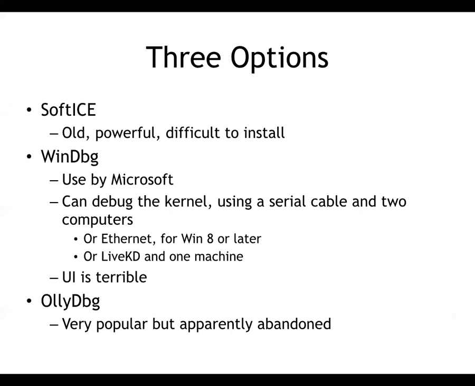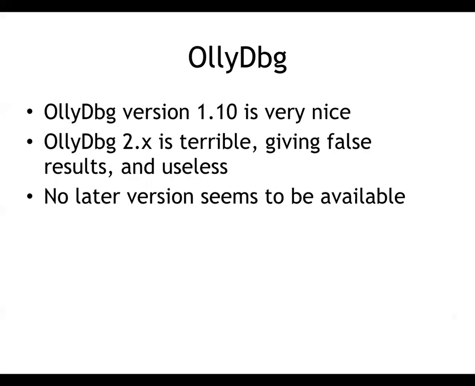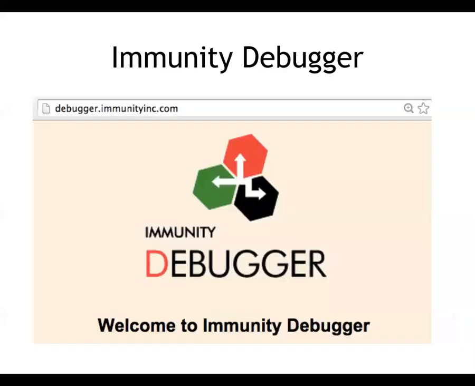Ollie is very popular with games. People cheat at games and everything else. It's been the hacker's friend for decades, but it has not been updated much. Immunity is probably the best. Immunity bought the Ollie code and kept maintaining it. Immunity is essentially identical to Ollie.